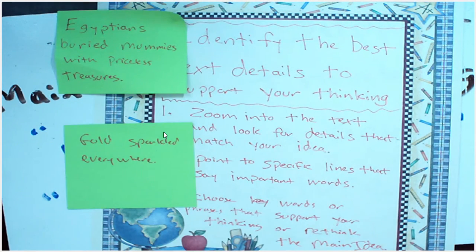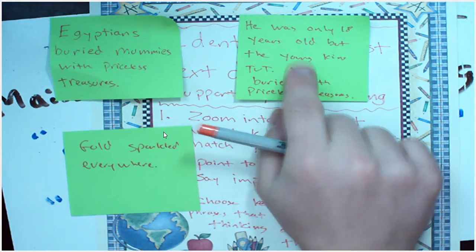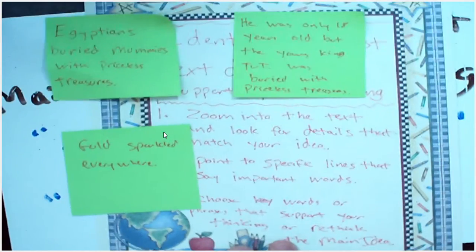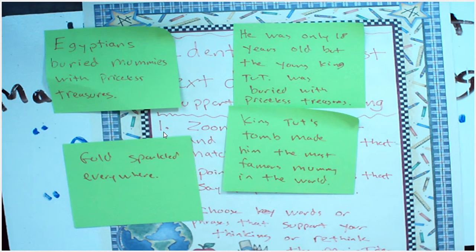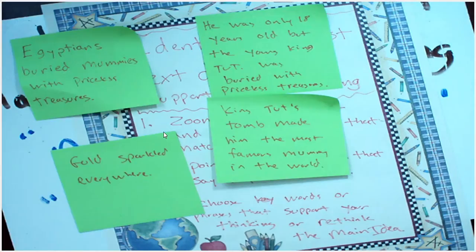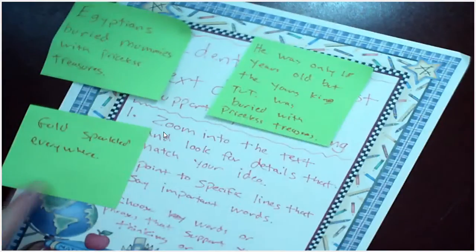So when we said that Egyptians are buried with priceless treasures, Tut was an example of that. So I would say even though he was only 18 years old, King Tut was buried with those priceless treasures. And King Tut's tomb also made him the most famous mummy in the world. So it looks like on that paragraph I was able to zoom in on two details that supported my main idea. So I'm going to move this over here just so you can see them. We'll have it in a nice little line.